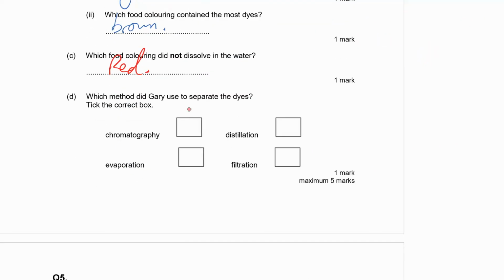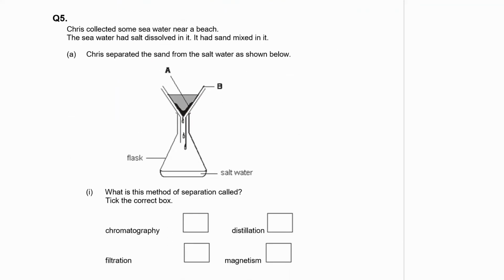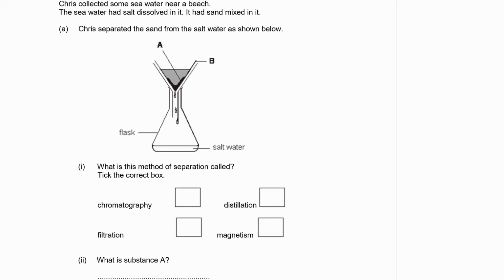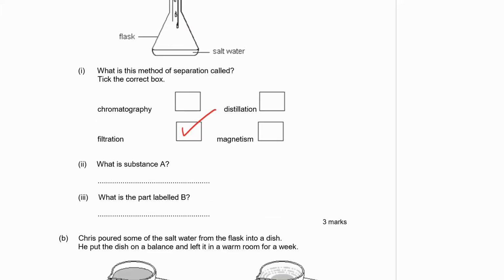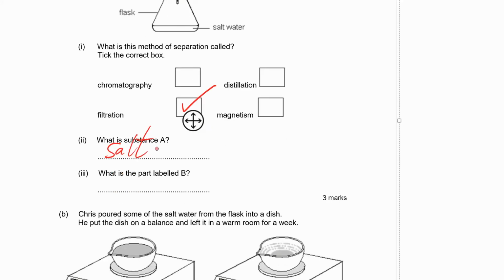What method did Gary use to separate the dyes? This is called chromatography. Question 5. Chris separated the sand from the salt water. So you have done this practical. What method of separation is this? This is filtration again, because we've got a filter paper. What is substance A? So substance A in this instance is going to be the salt. You could have also put the residue.